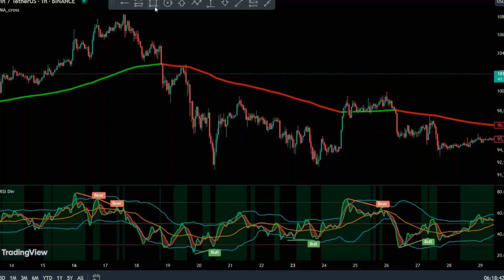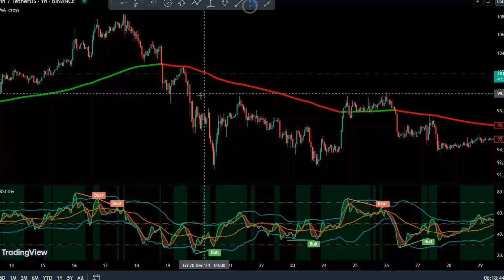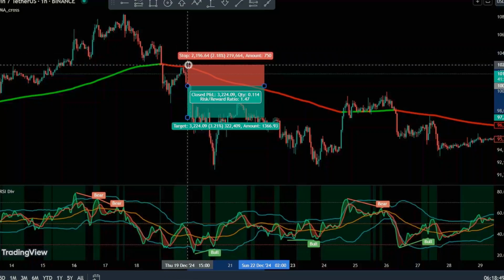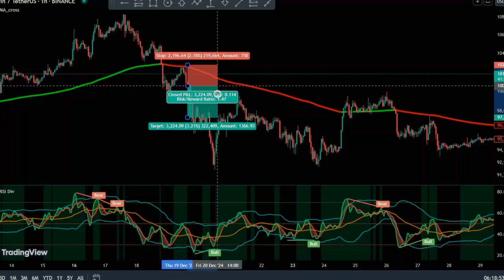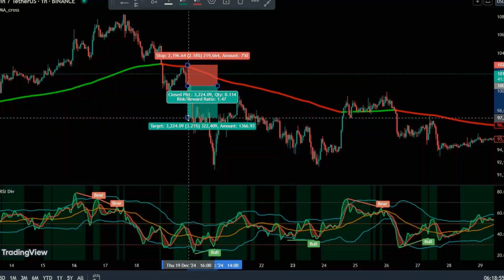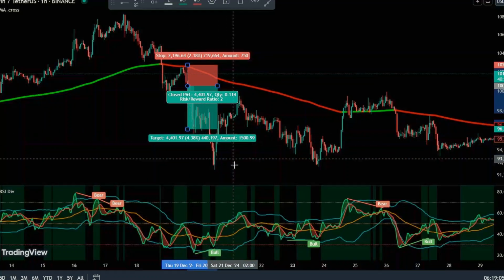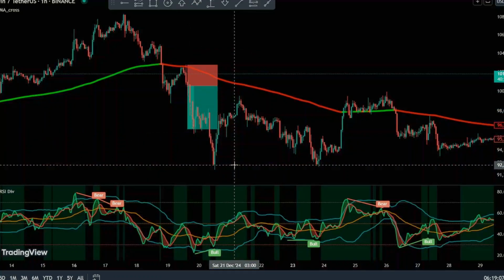So how do you set your stop loss? You go for your sell, put it there. Your stop loss will be here, you can see. So what are you aiming for? 1:2 minimum. 1:2. And there you have it. You have a very clean trade, no effort, nothing. The indicator does everything perfectly.